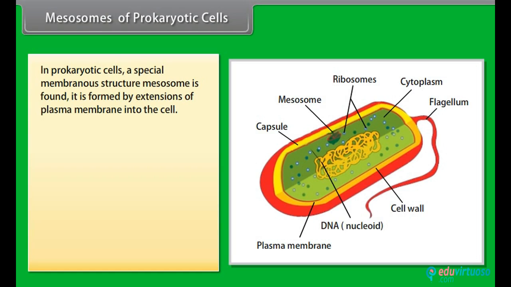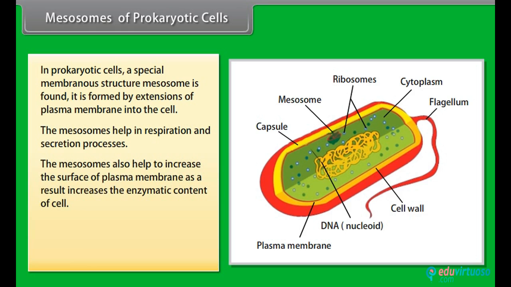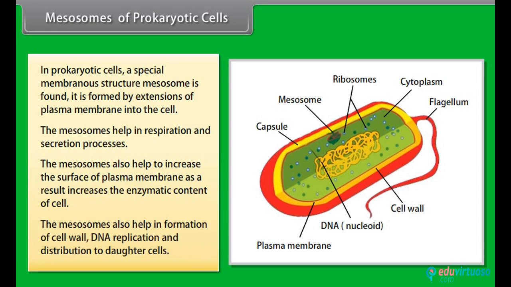In prokaryotic cells, a special membranous structure, the mesosome, is found. It is formed by extensions of the plasma membrane into the cell. The mesosomes help in respiration and secretion processes. The mesosomes also help to increase the surface of the plasma membrane. As a result, they increase the enzymatic content of the cell. The mesosomes also help in formation of the cell wall, DNA replication, and distribution to daughter cells.